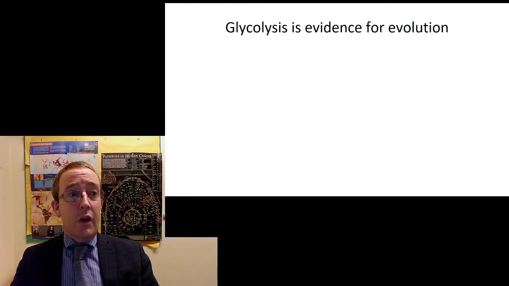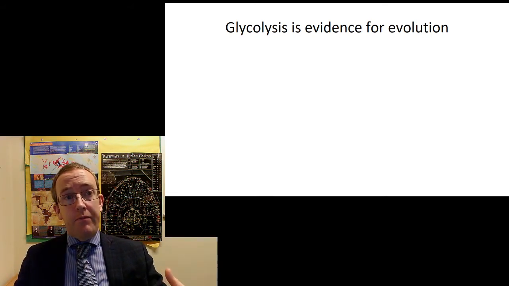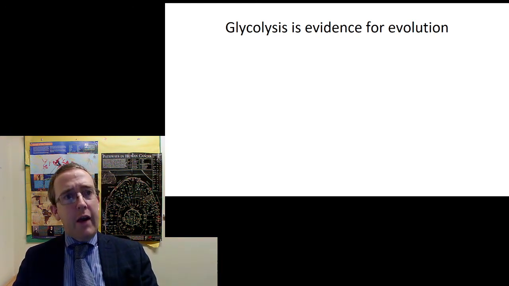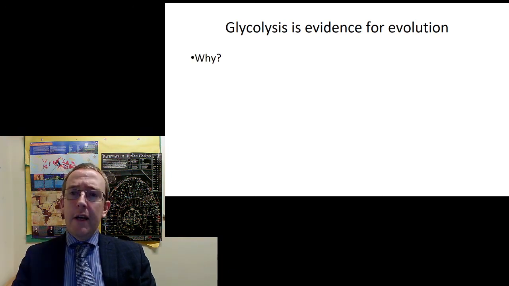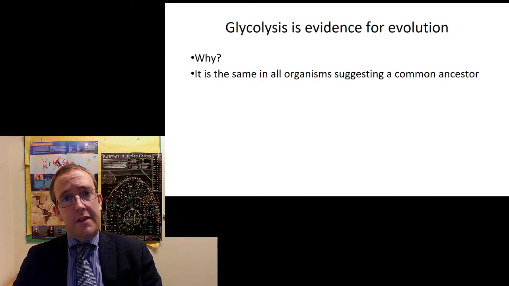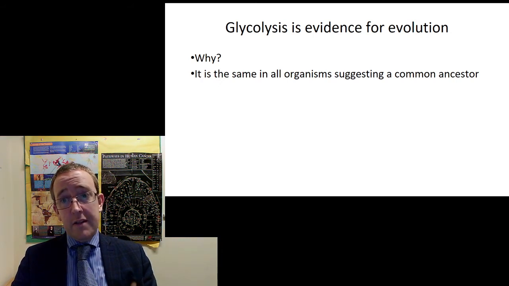So this is actually really good evidence for evolution. The fact it happens in the cytoplasm, and the fact there are other organisms way back down the evolutionary tree that do this, show us we all have a common ancestor. So this could be a question: how is glycolysis evidence for evolution? And the answer would be, well, it's the same in all organisms. This process is the same regardless of whether you're an archaea, prokaryote, eukaryote, it doesn't matter what it is, it's the same in all organisms, suggesting a common ancestor.